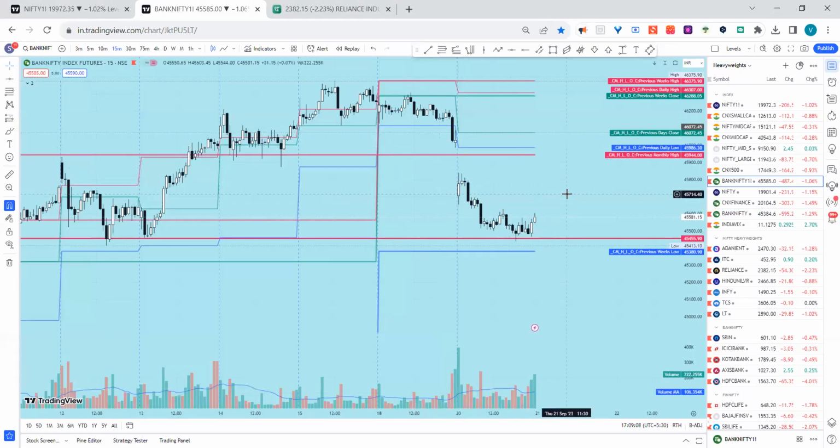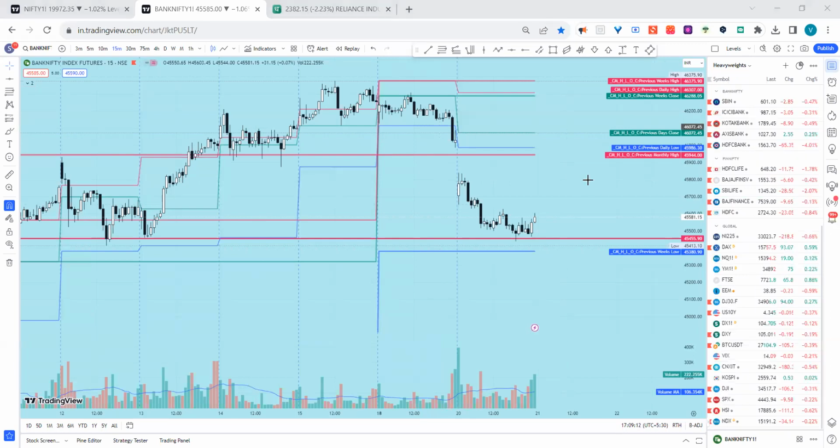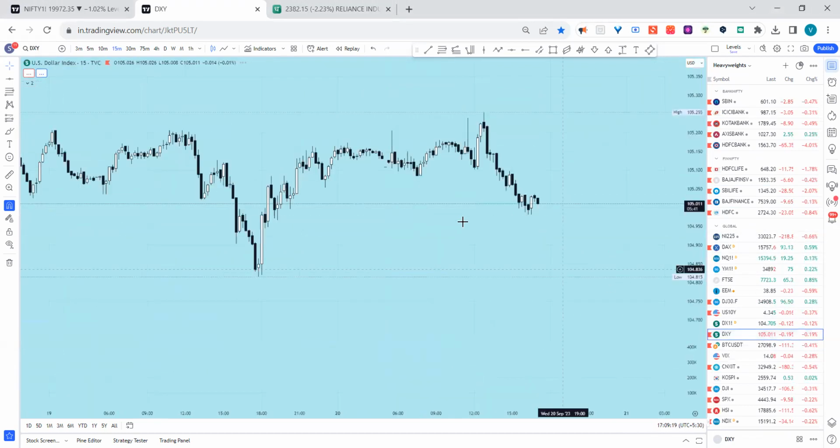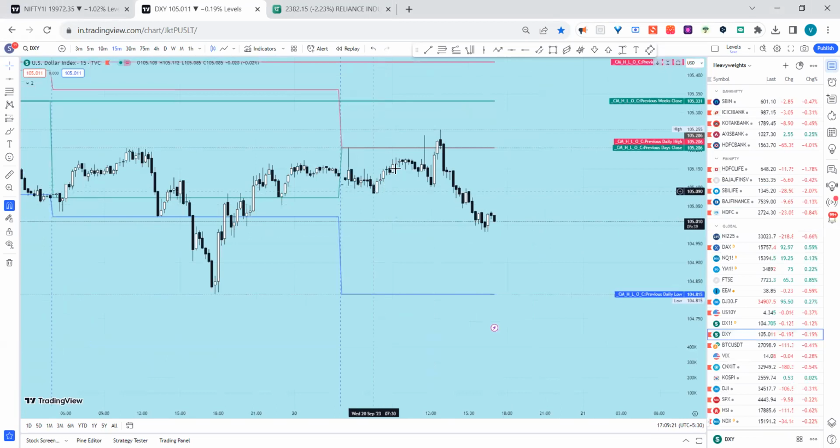Today being an event day, the Fed FOMC meeting is scheduled today, and we could see good reaction again throughout the day with the dollar index also. Let us see how the FOMC event and the interest rate decision come about, and ultimately let the price react and unfold the story.